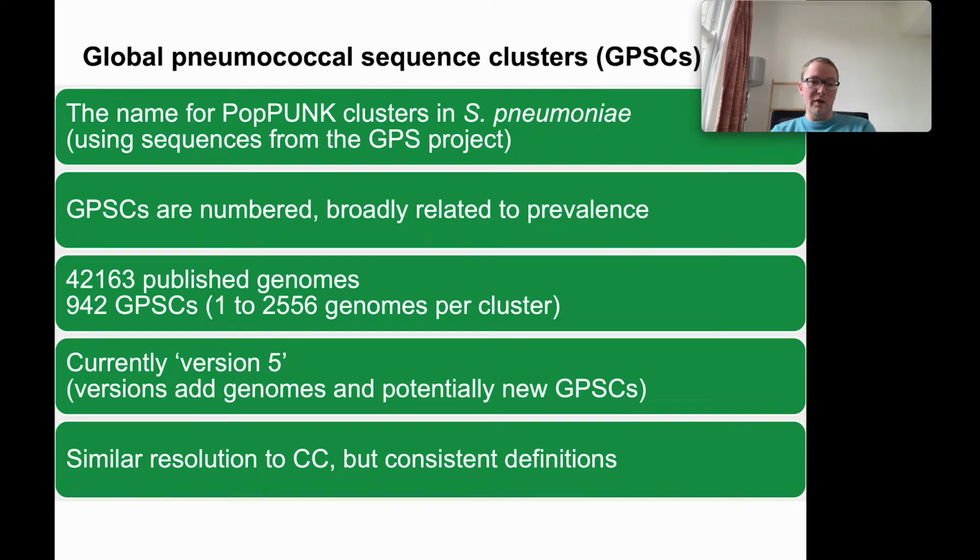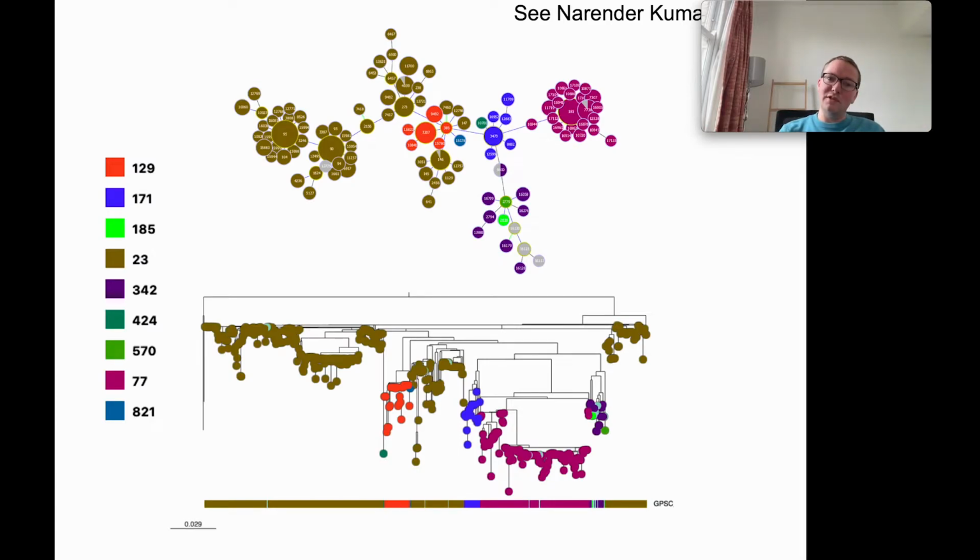At the moment, we're on version 5, which has about 42,000 genomes and about 1,000 GPSCs, which vary in size. For those of you familiar with gene-by-gene approaches, the resolution is similar to CC, to clonal complex, although there's lots of advantages, based on the last slide. But even when you look at the clusters, you see that the GPSC ones look better. If you're interested in this in more detail, have a look at Narendra Kumar's poster.